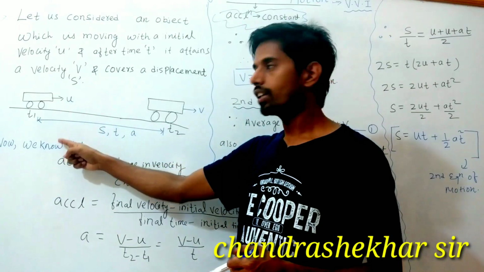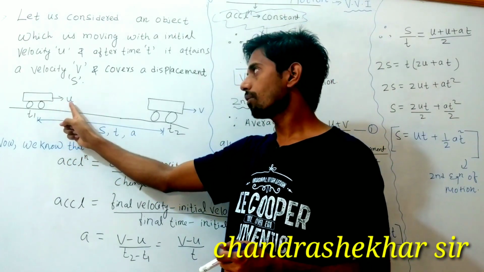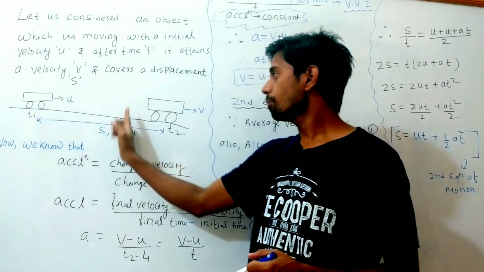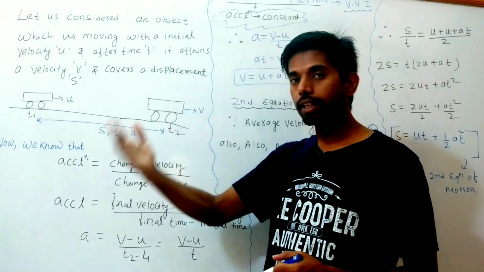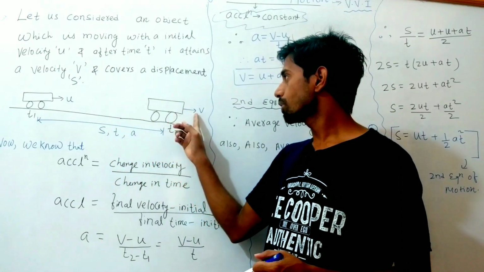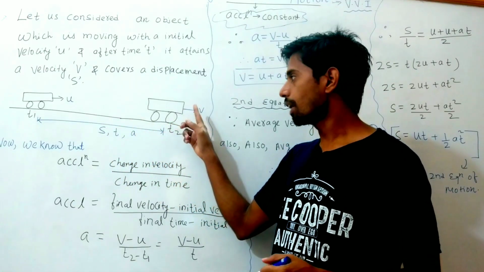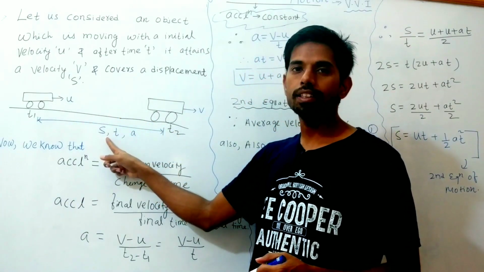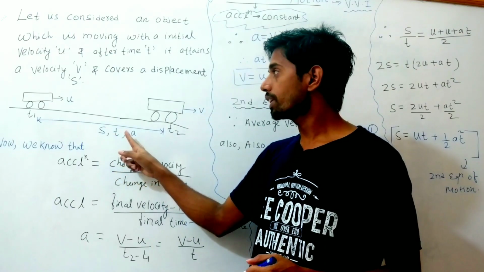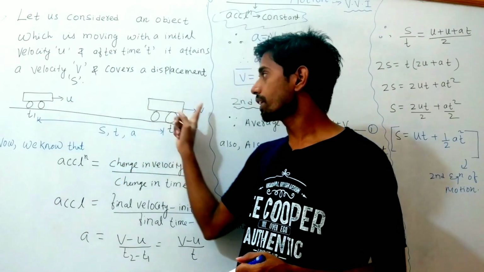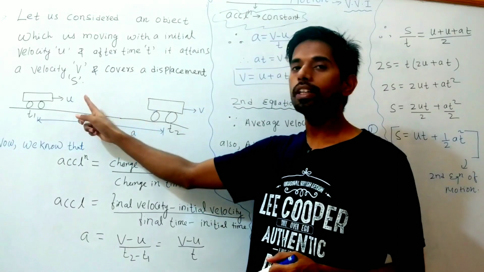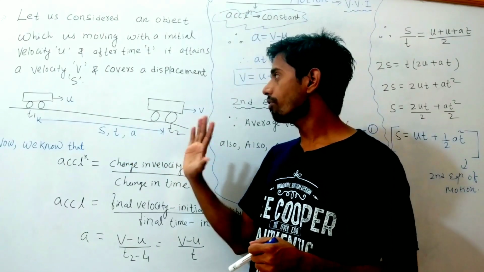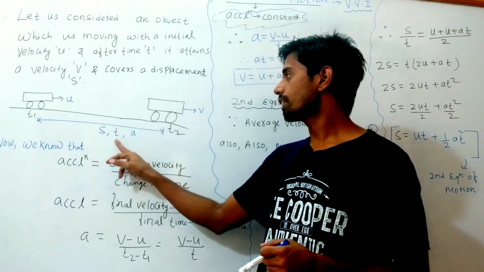Here you can see in the figure, this is an object whose initial velocity is u at time t1. After time t it attains a velocity v, and that time is t2. In between them there is some displacement, let s be the displacement. Here you can see there is a change in velocity from u to v, which means the body is accelerating. So there are 5 variables: u, v, s, t and a.